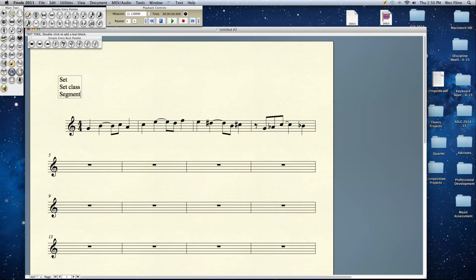The big word, segmentation. Segmentation is basically the process of dividing up something into constituent parts, bite-sized morsels, if you will, that we can work with. So let's take a look at this little melody and let's figure out how we can analyze it.